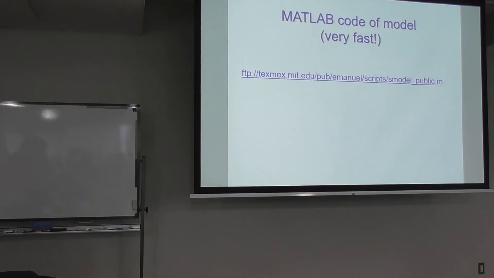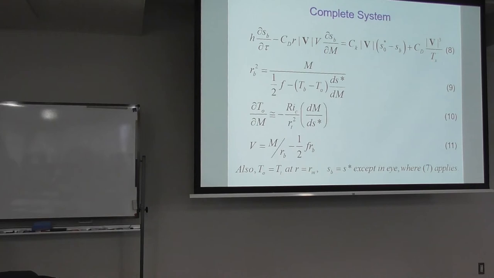The paper stage. This is the complete system. There are four equations. There are four dependent values. Could you summarize them? Which are the dependent values?